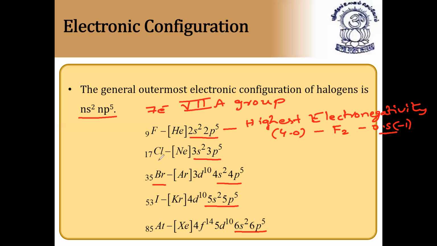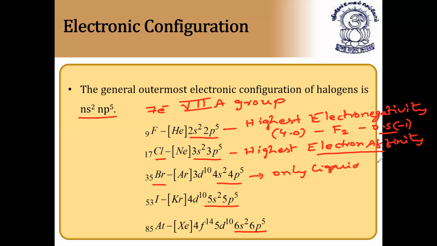Next is chlorine. Chlorine has the highest electron affinity of all the elements. Electron gain enthalpy and electron affinity are the same. So chlorine is electronegative in nature, but it has the highest electron affinity. And bromine is the only liquid nonmetal.